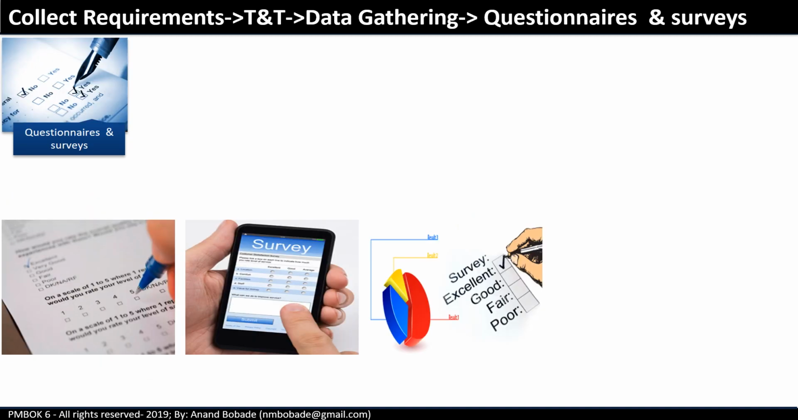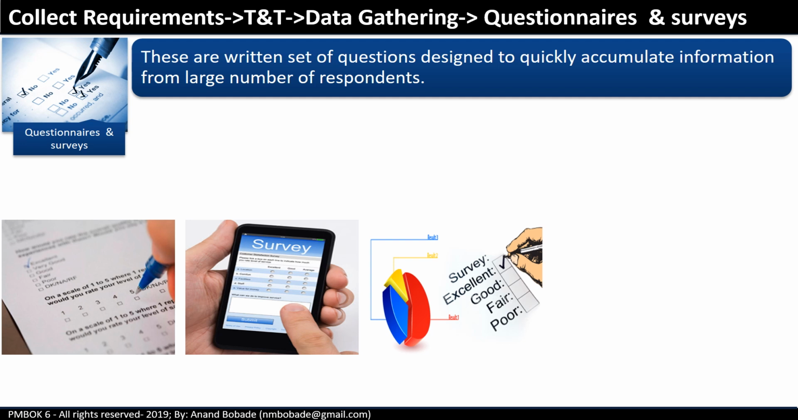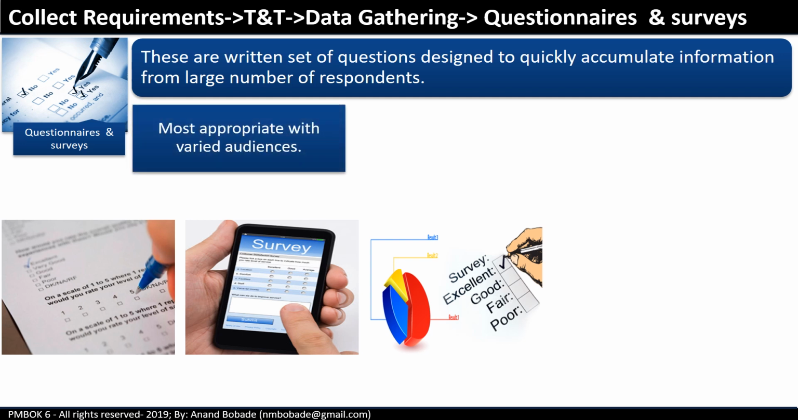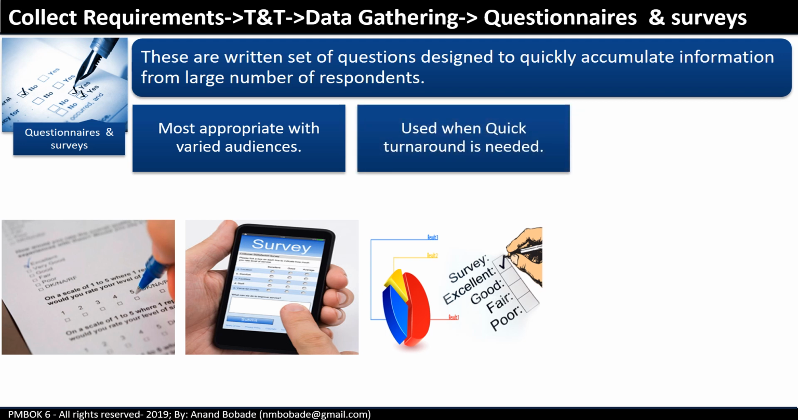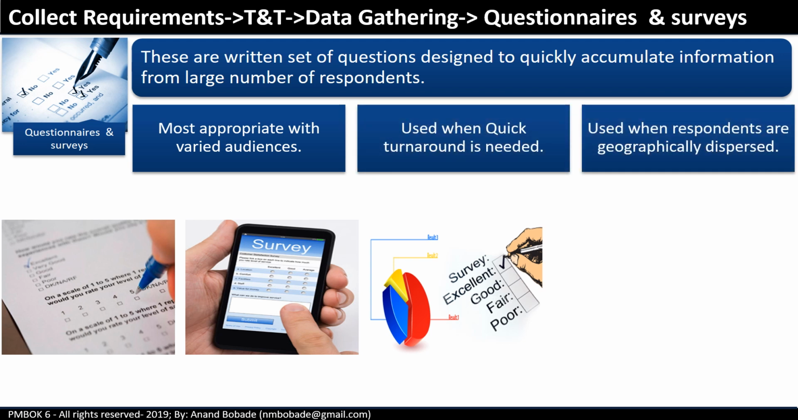Questionnaires and surveys. These are written sets of questions designed to quickly accumulate information from a large number of respondents. They are most appropriate when used with mixed audiences, when quick turnaround is needed, and the respondents are geographically dispersed. Subject matter experts, stakeholders, or experienced project managers can be surveyed to collect specific requirements. Please note that questionnaires and surveys are easier to manage and facilitate than focus groups.